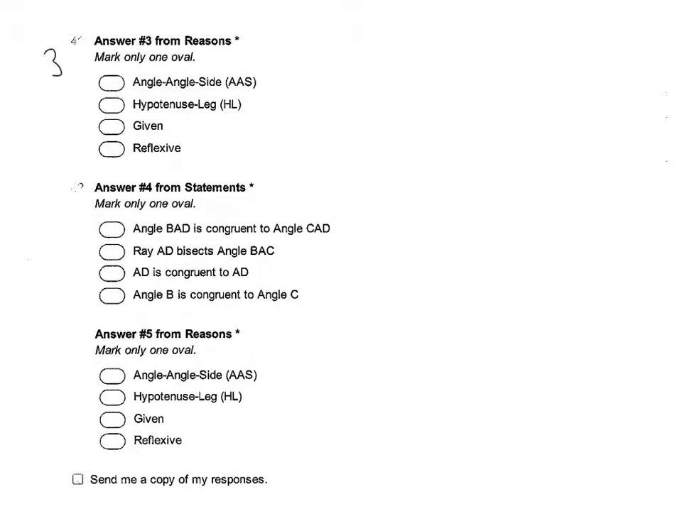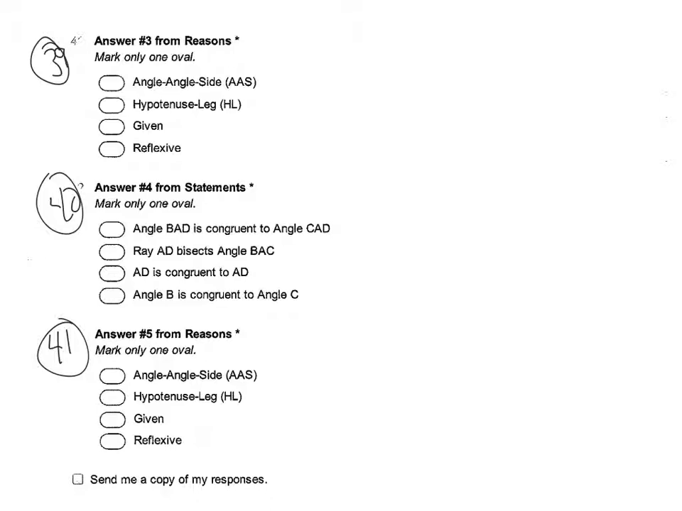Here's 39, here's 40, and 41. So in 39 it was blank number 3, and it said that AD is equal to AD. So which of these 4, reflexive, given, hypotenuse leg, or angle side, has to do with AD being equal to AD?